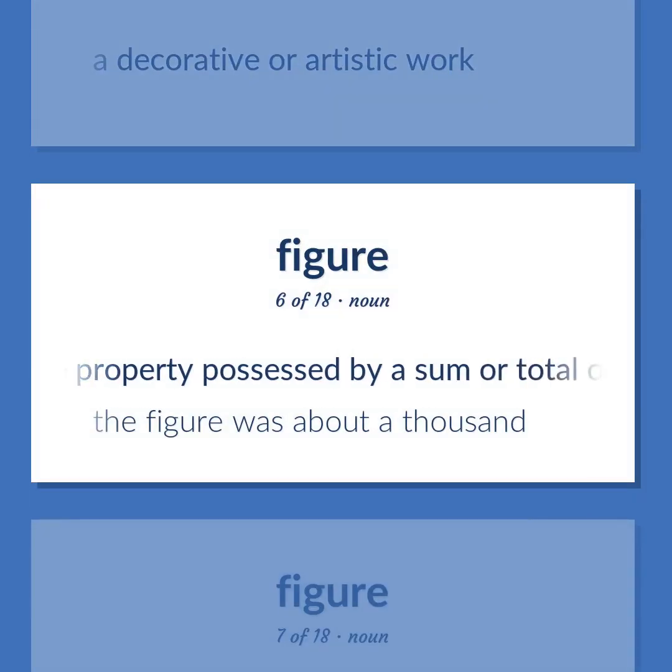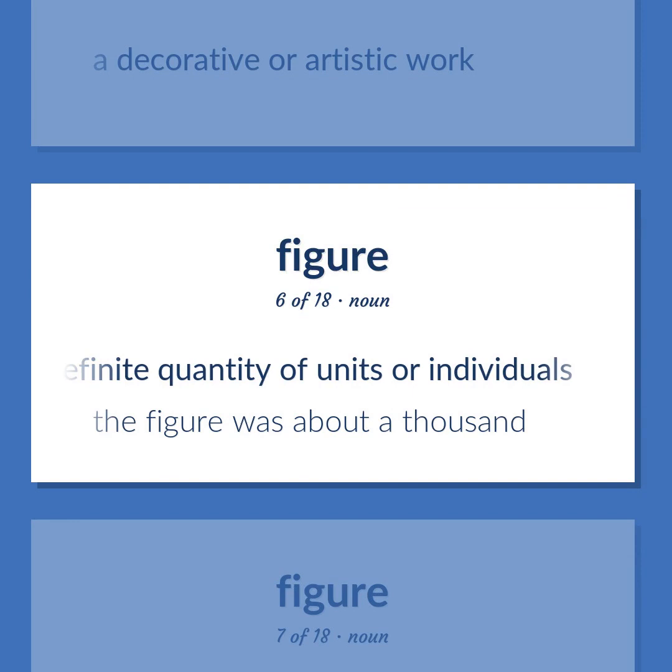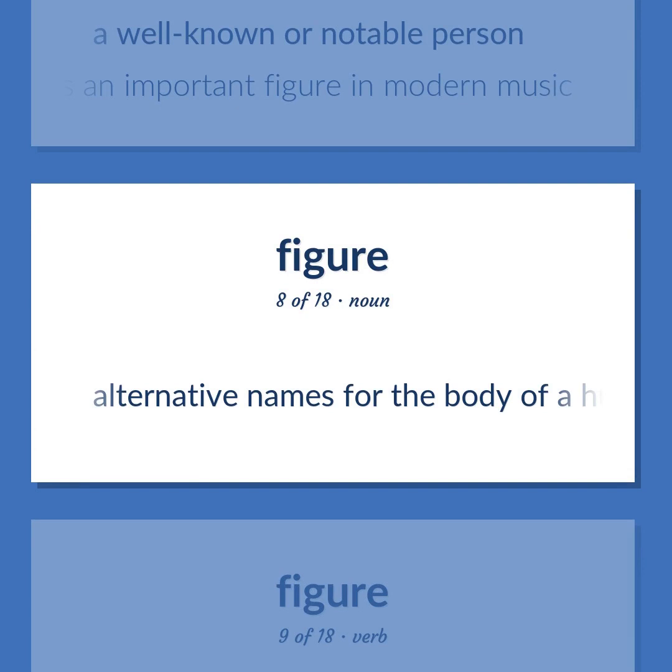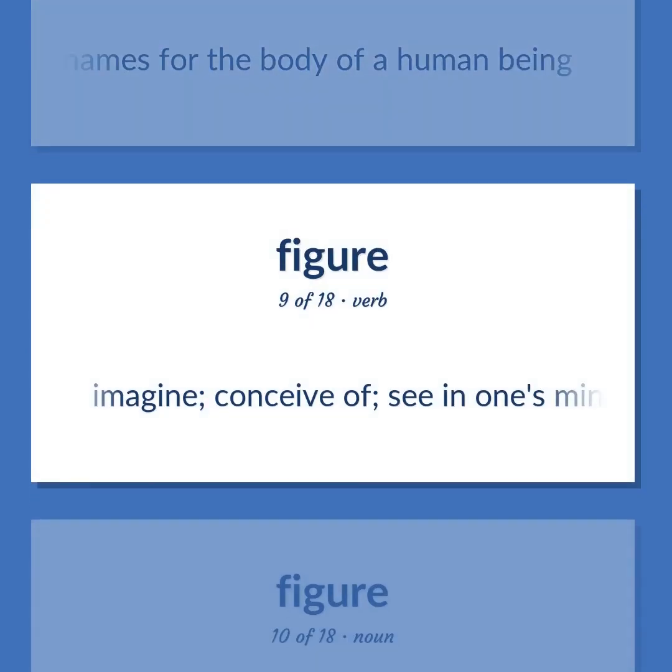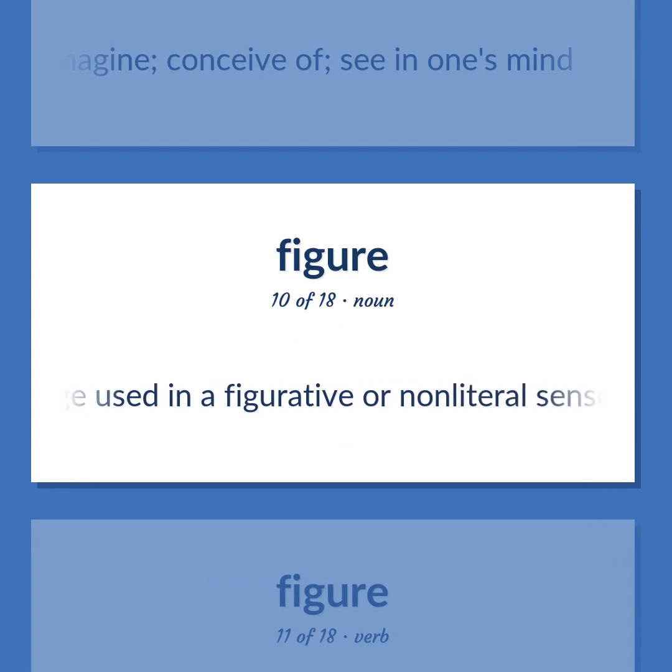The property possessed by a sum or total or indefinite quantity of units or individuals. The figure was about 1,000. A well-known or notable person. She is an important figure in modern music. Alternative names for the body of a human being. Imagine. Conceive of. See in one's mind. Language used in a figurative or non-literal sense.